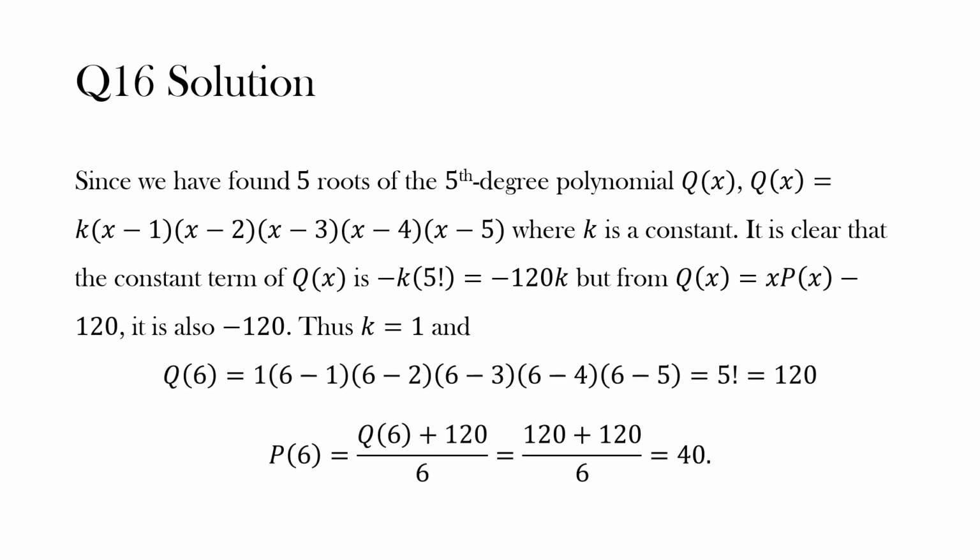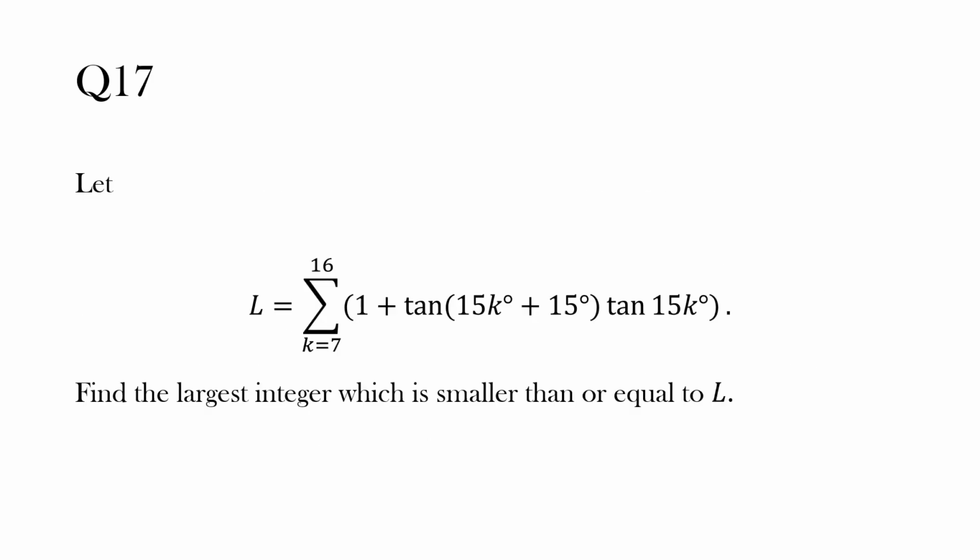As such, Q(x) will be equal to (x minus 1)(x minus 2) all the way to (x minus 5). When x equals 6, we can just substitute in and we will get 5 factorial. Then P(6) will just be Q(6) plus 120, divided by 6, and if you sum it in, you'll get 40.